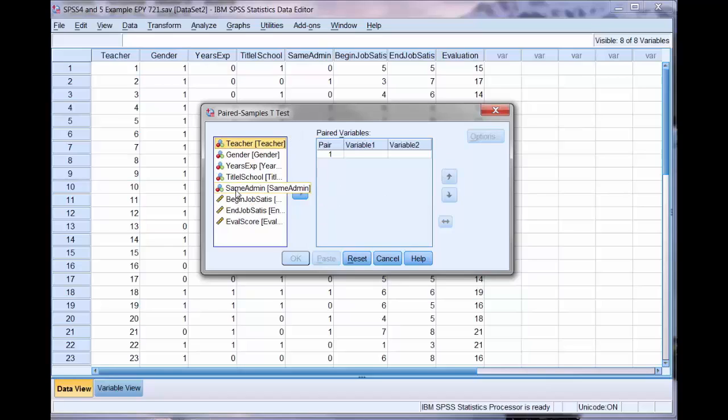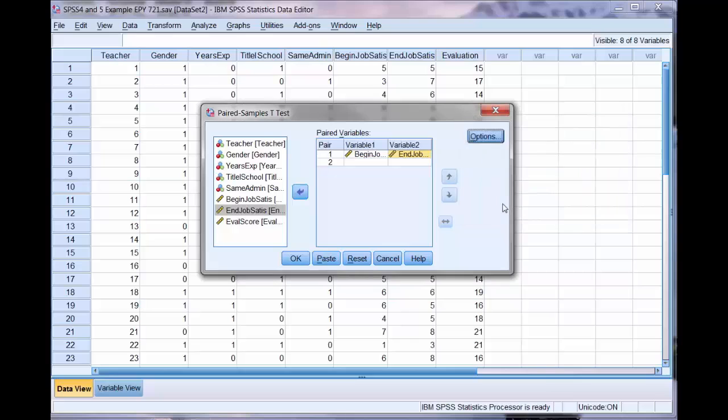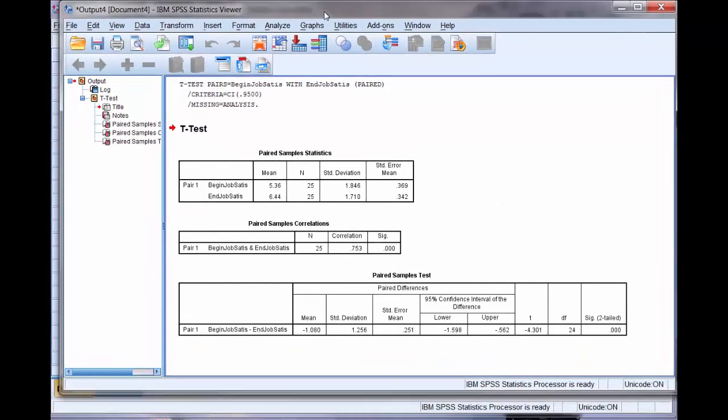So I come down here to beginning job satisfaction. That's the first of my pair. And end job satisfaction is the second one. Options is still where I can check and make sure that my confidence interval is still set for 95%. And that's all there is to it. I click OK and let SPSS do its work.